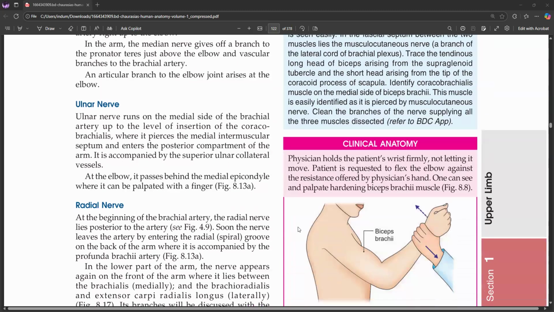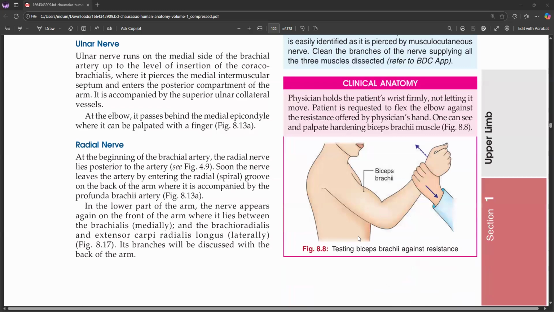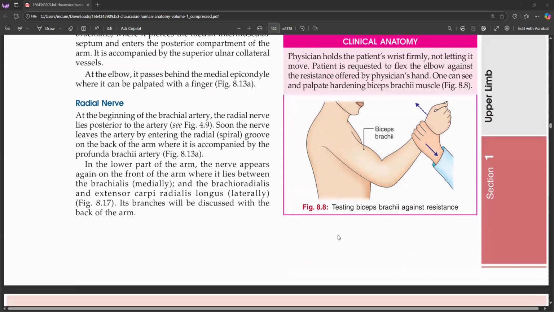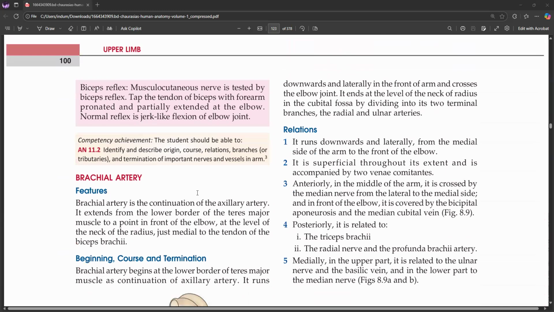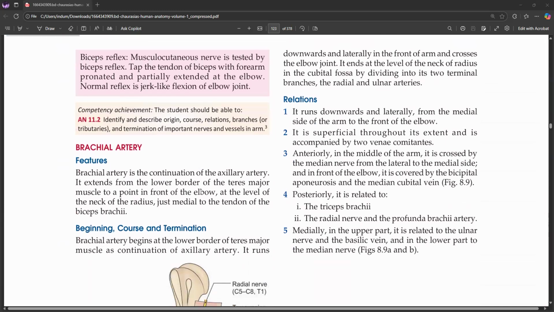Clinical anatomy. Physician holds the patient's wrist firmly, not letting it move. Patient is requested to flex the elbow against the resistance offered by physician's hand. One can see and palpate hardening biceps brachii muscle. Figure 8.8. Biceps reflex. Musculocutaneous nerve is tested by biceps reflex. Tap the tendon of biceps with forearm pronated and partially extended at the elbow. Normal reflex is jerk-like flexion of elbow joint.